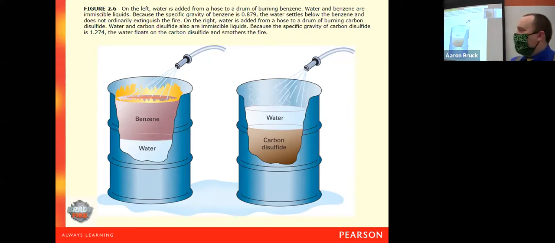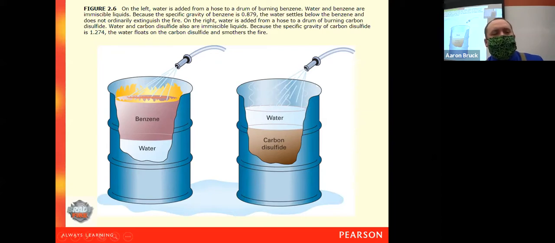But for carbon disulfide, because carbon disulfide's specific gravity is greater than that of water, it's about 1.27, water will float on top of it. And when water floats on top, it'll basically suffocate the fire by sealing off its access to oxygen. Fire goes out.